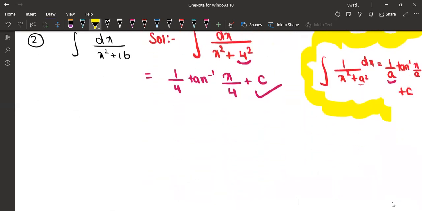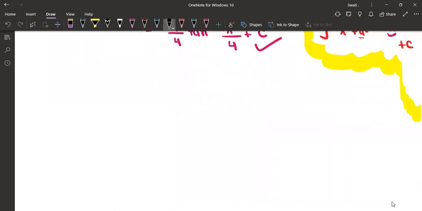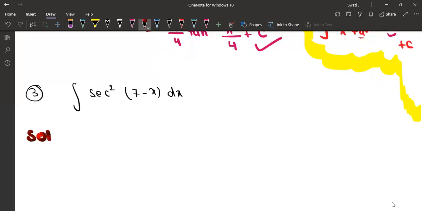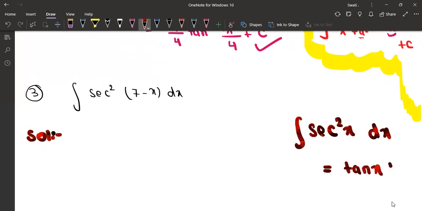The next question, that is our third question, is this. We have to integrate sec square of 7 minus x dx. Let's solve this. We have a direct formula for this as well. The formula is integration of sec square x dx is equal to tan x plus constant of integration. Now using this formula, it will become tan x directly, but in place of x, we have 7 minus x. So I'll write tan of 7 minus x plus c.